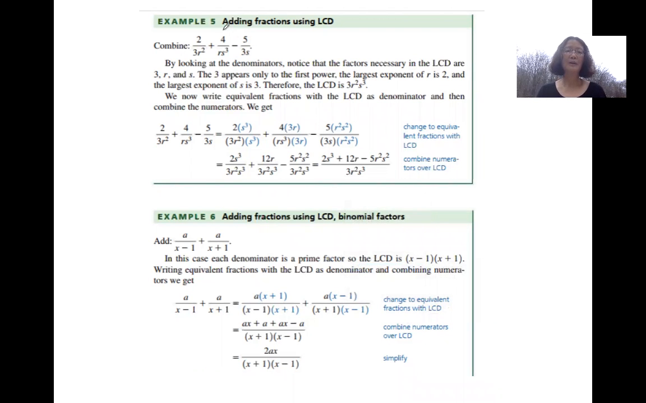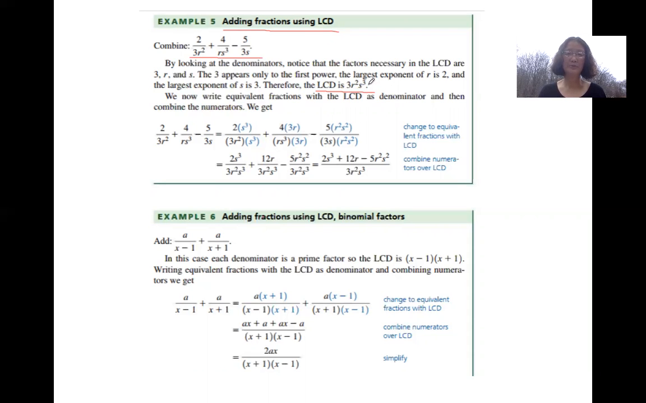Next example is about adding fractions using LCD. If you add these 3 fractions, as you can see, the denominator is not common. So the first step, we need to find the LCD. What is the LCD? It is 3r raised to power 2, then s raised to power 3.